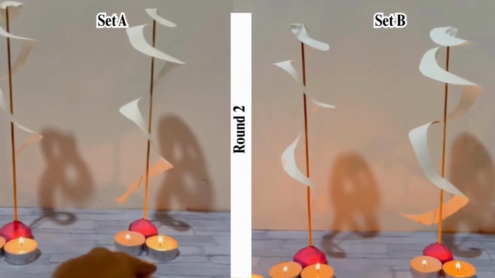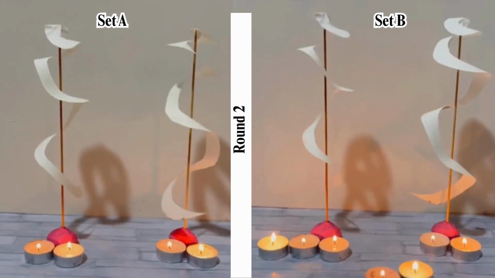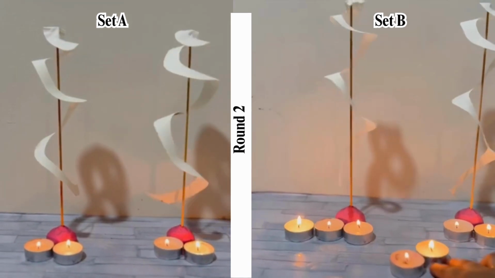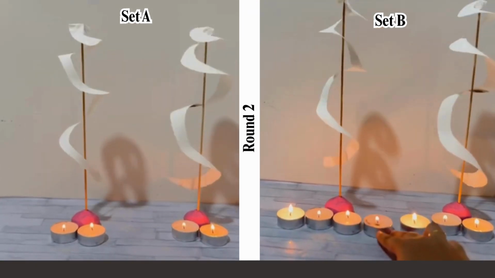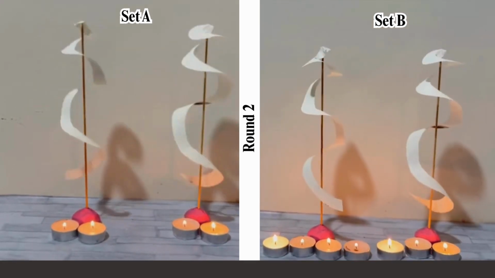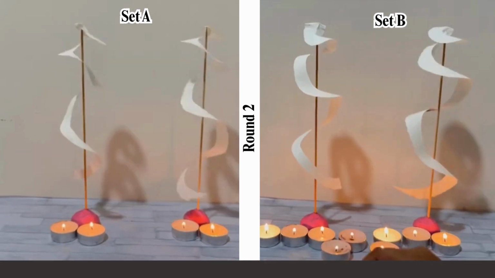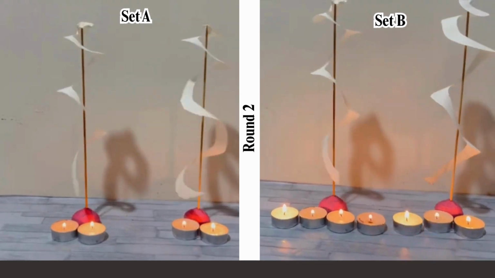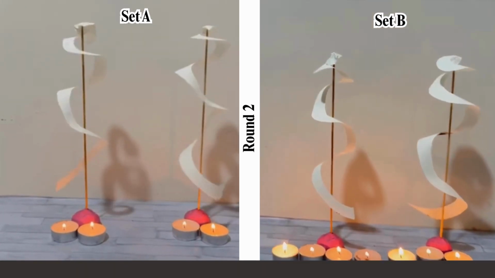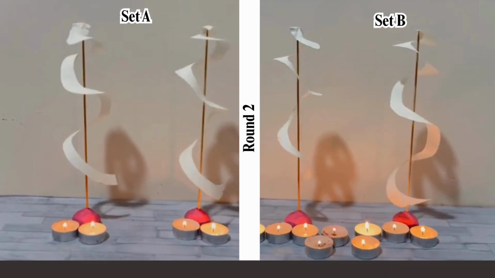Now, for set B, 4 candles, twice the heat, twice the drama. And yet, the spiral spins way faster. It also reacts quicker to the heat.